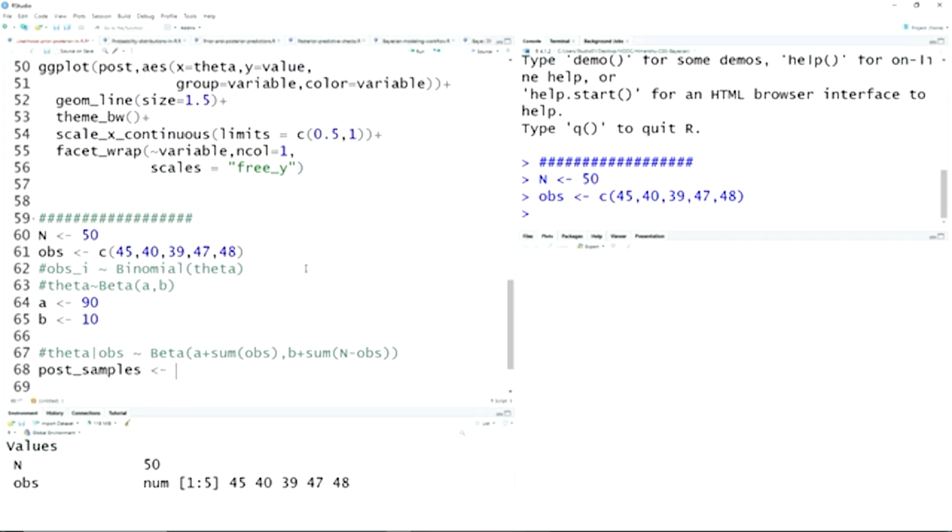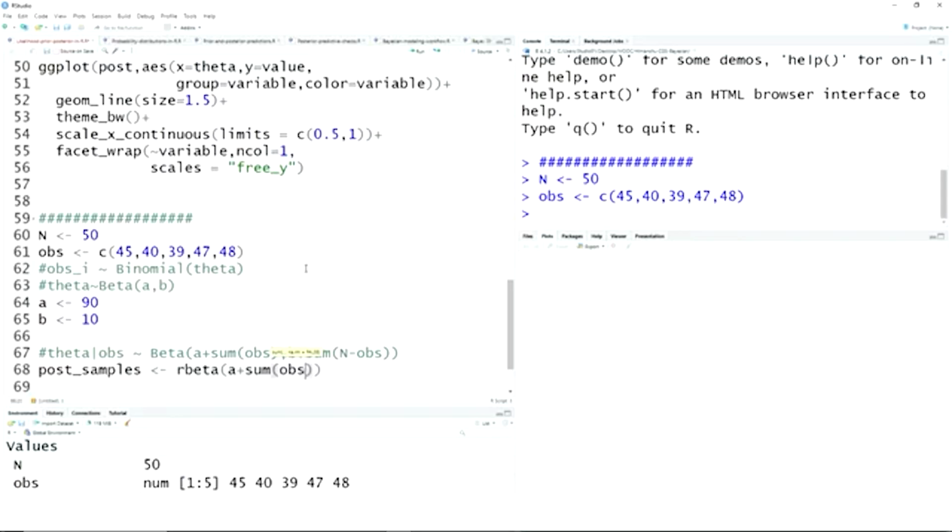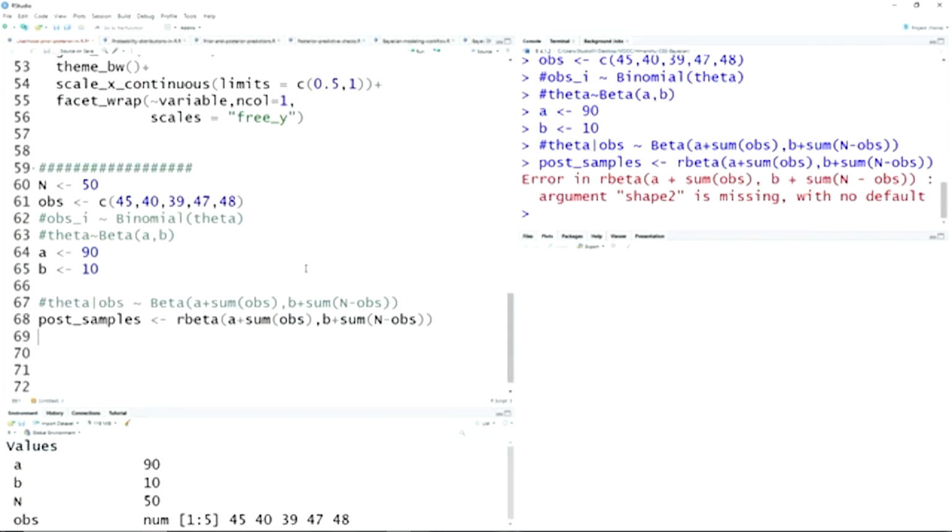So, posterior samples. I just need to draw samples from a beta distribution. I know exactly what distribution the posterior is, right? So I just need to use rbeta, and the first shape parameter would be a plus the summation of the observed data. The second shape parameter would be b plus n minus the summation of the observed data. Okay, how many samples do you want?